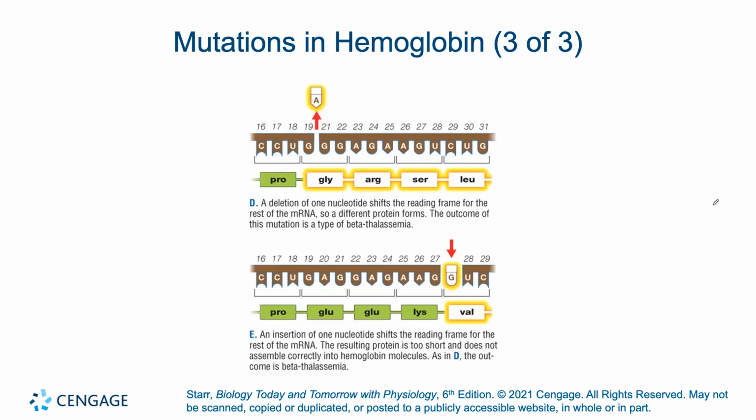So a deletion or an insertion, right? These are 2 different mutants, okay? That's beta thalassemia. Okay, anytime you see emia, that means in blood.